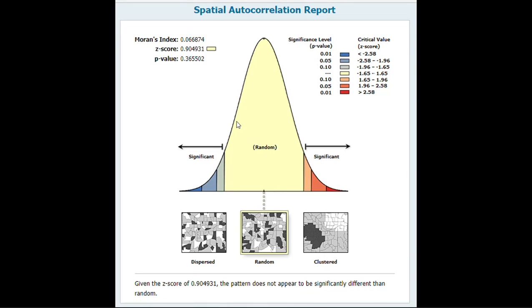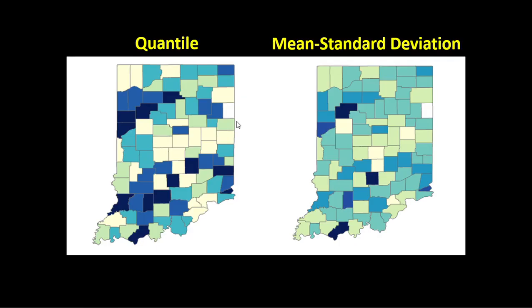So there isn't really a clustering happening here of old people, let's say, in Indiana counties. It's a very scattered pattern. All right, and so what I have here is the quantile next to the mean standard deviation. And so you can see how the quantile, once again, breaks those groupings. So you can see those groupings down.